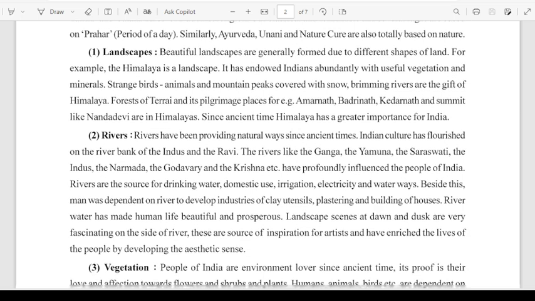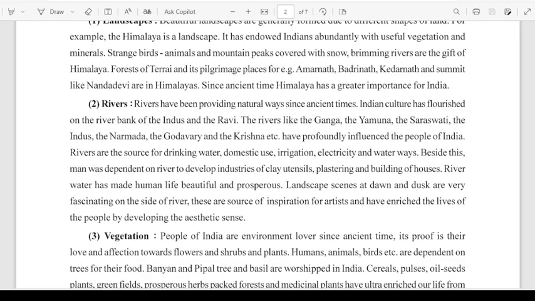Rivers. Rivers have been providing natural ways since ancient times. Indian culture has flourished on the river banks of the Indus and the Ravi. Rivers like the Ganga, the Yamuna, the Saraswati, the Indus, the Narmada, the Godavari, and the Krishna, etc., have profoundly influenced the people of India. Rivers are the source for drinking water, domestic use, irrigation, electricity, and waterways.